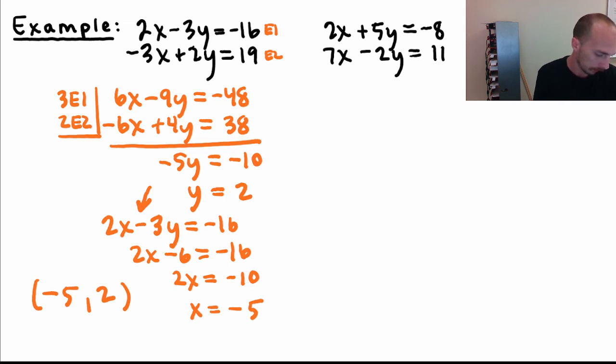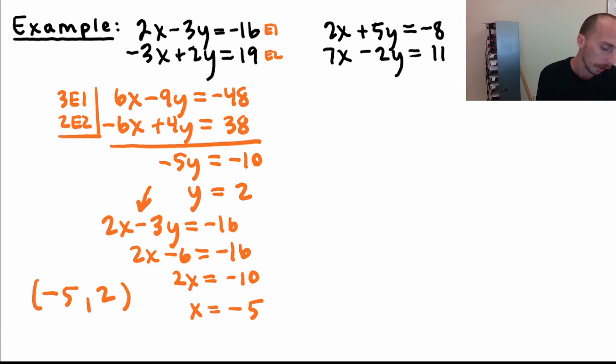So I go and I check my answer. 2 times negative 5, that's negative 10. Minus 6 more, it's negative 16. Negative 3 times negative 5 is 15, plus 2 times 2, okay, is 15 plus 4, that's 19. Okay, it works, good, great. We saved ourselves an error by checking our solution.